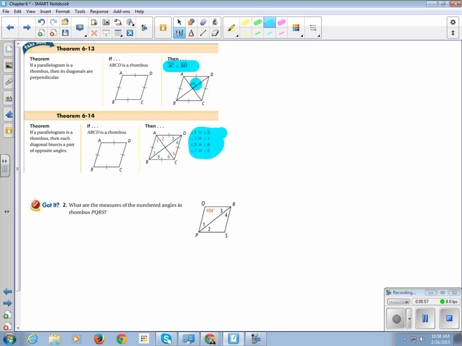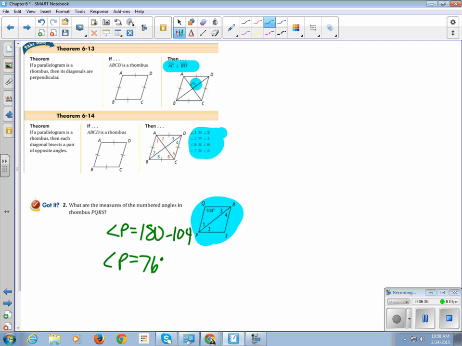So when we're given a problem like this one here, what are the measures of the numbered angles in rhombus PQRS? So I know that angle P is supplementary to angle Q because it's a parallelogram. So I go, angle P is 180 minus 104, which is 76. Somebody please double check my math on that.